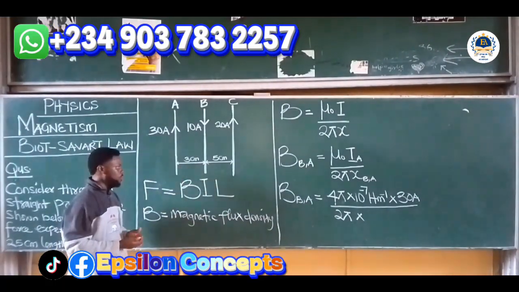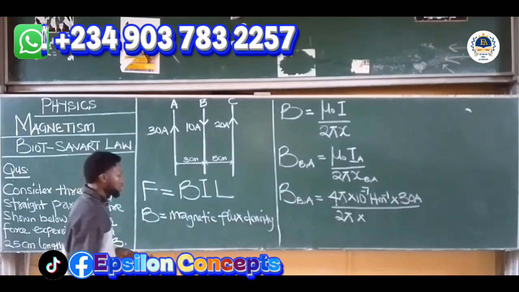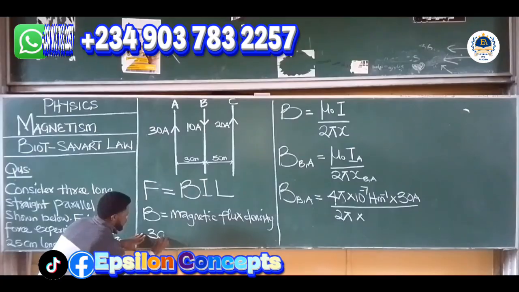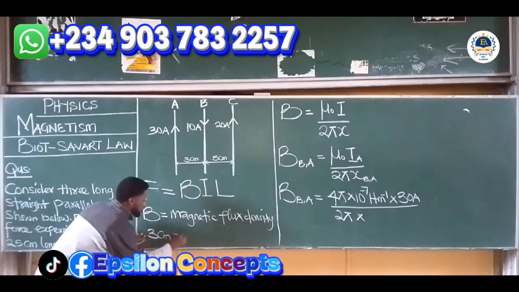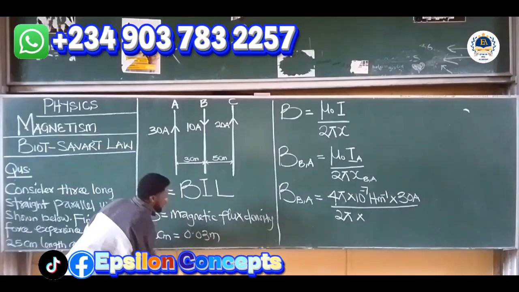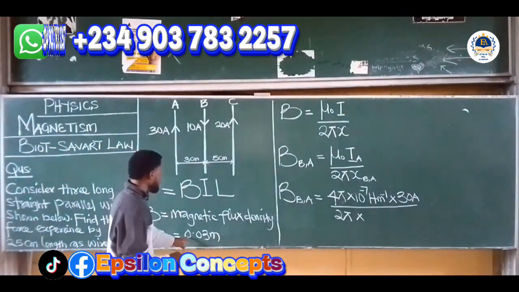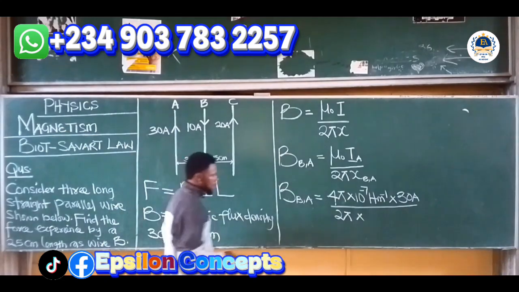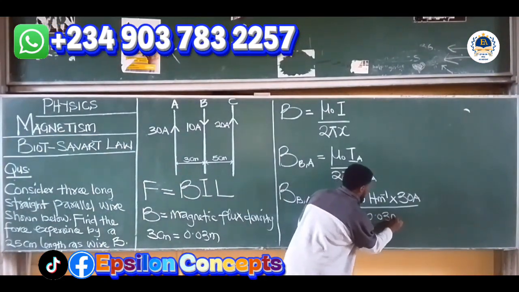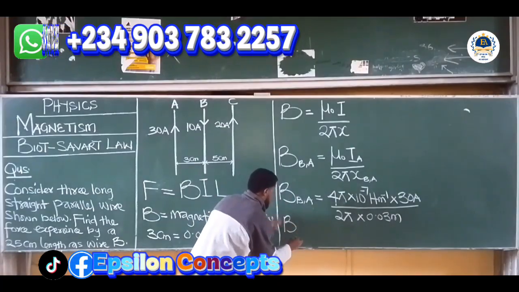Always ensure you convert from centimeters to meters. So the standard conversion is 3 cm equals 0.03 meters. Divide this by 100. That is all. So we have 0.03 meters, and I will substitute 0.03 meters into the formula.